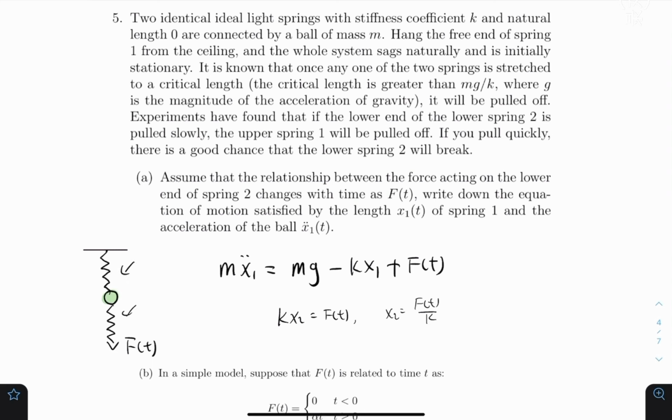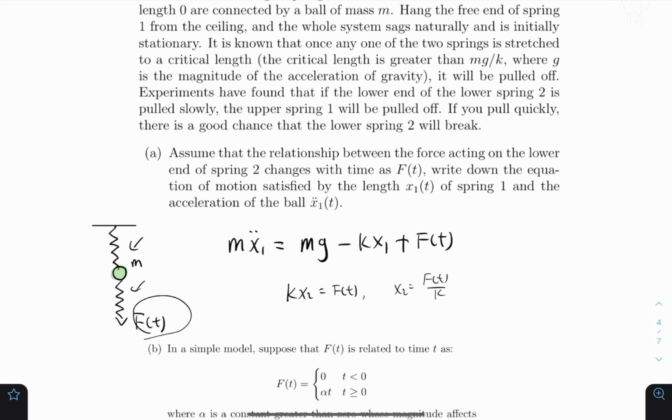And between the springs, there's a small ball with mass m. And if you apply a force to it, there are two ways that the springs can be broken. The top spring, which we call 1, can be broken first, or the second spring at the bottom can also be broken first.